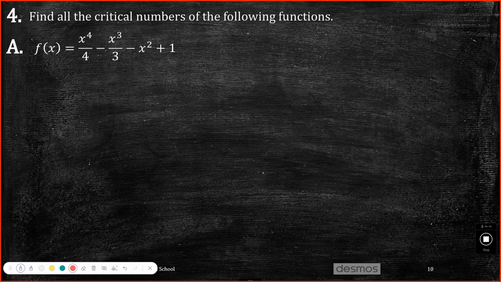All right, let's go to 4a. Now let's do something easier. Find out the critical numbers of this. So what's the procedure for finding critical numbers? Take the derivative, set it equal to 0.